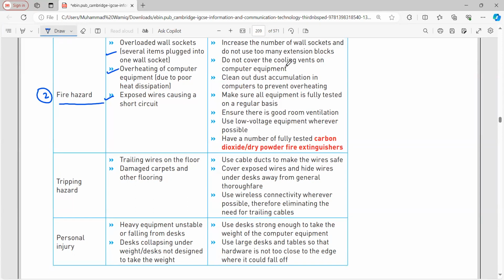For example, if you are plugging in your computer charger and your mobile charger, you should not plug them all in one place. You should also not cover the cooling vents on the computer equipment. You should clean out the dust as well. You should make sure that all equipment is properly tested on a regular basis, and that there is good room for ventilation.